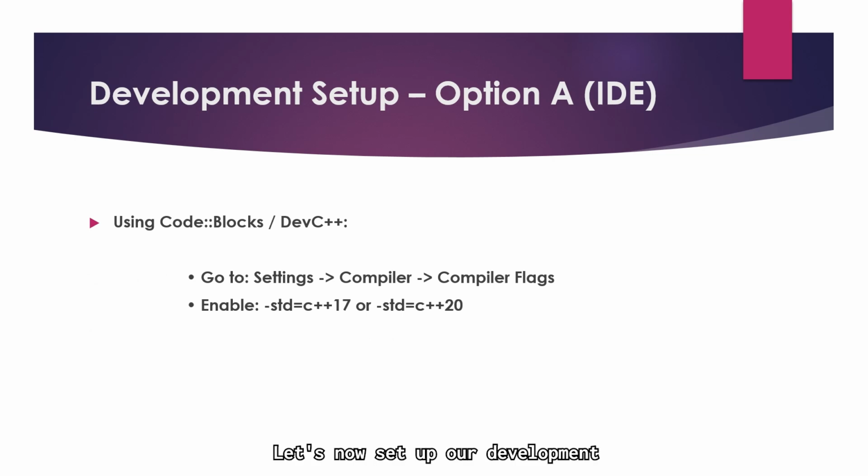Let's now set up our development environment. If you are using a C++ IDE like Code::Blocks or Dev C++, go into the settings and look for compiler flags or compiler options. You will want to enable support for the modern C++ standard, either C++17 or C++20, by adding the flag -std=c++17 or -std=c++20. This will allow you to use all modern STL features we will cover in this course.